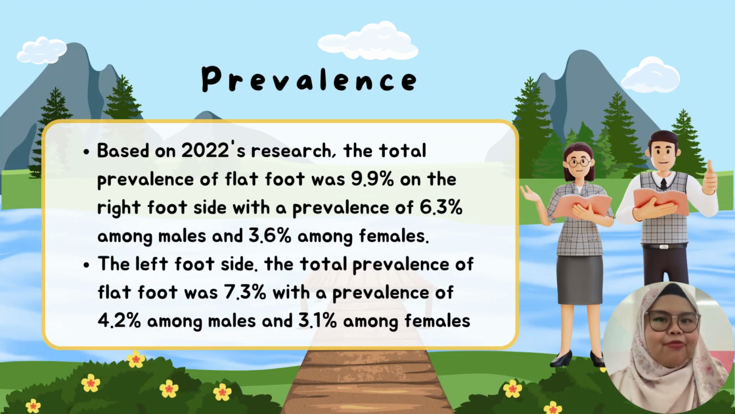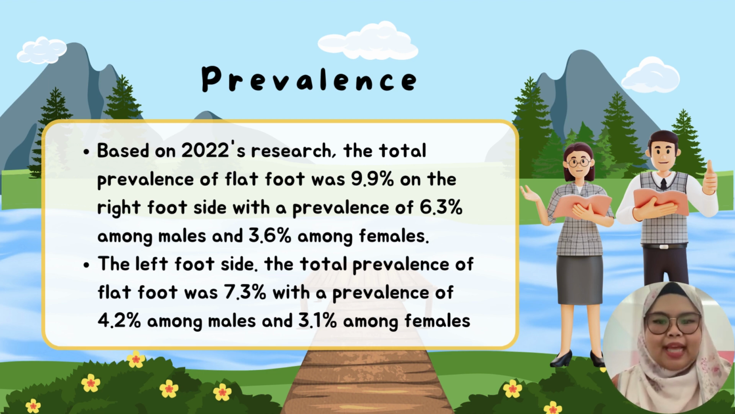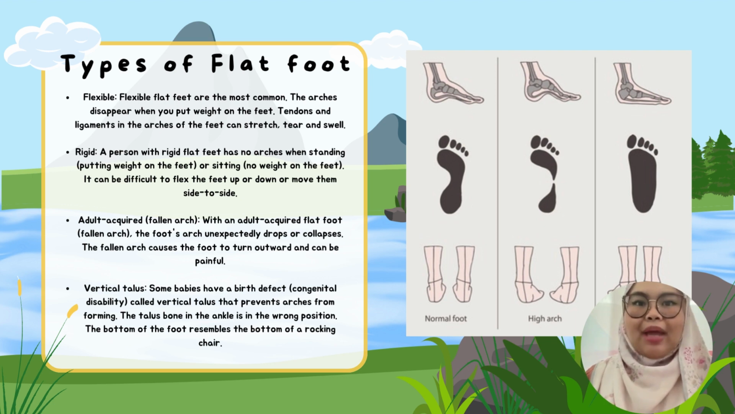The prevalence for flat foot, based on 2022's research, the total prevalence of flat foot was 9.9% on the right foot side, with a prevalence of 6.3% among males and 3.6% among females. However, for the left foot side, the total prevalence of flat foot was 7.3%, with a prevalence of 4.2% among males and 3.1% among females. Flat feet can pose problems whether they persist in childhood or develop in adulthood.